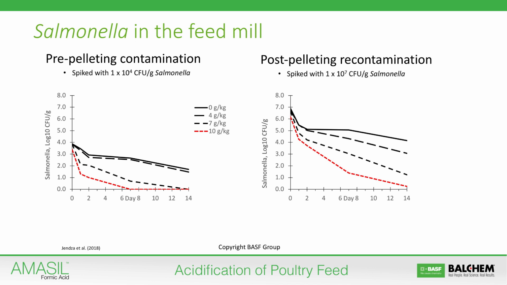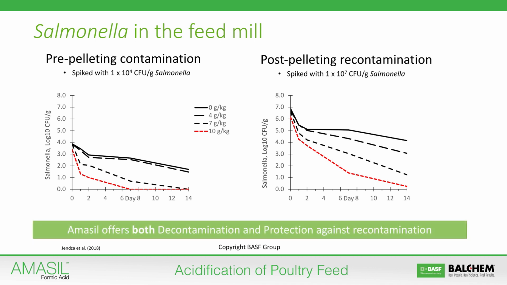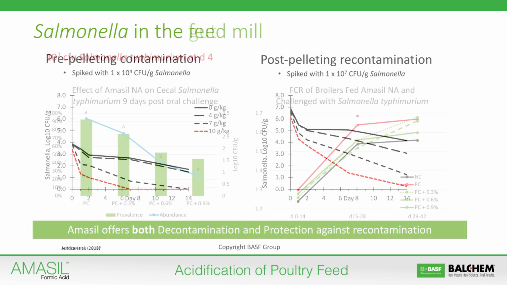We then pelleted this feed and completely decontaminated it due to thermal processing, even at temperatures as low as 65 degrees. And then we simulated a recontamination post-pelleting, which can happen anywhere through your supply chain. And what we saw is that the acid being resident in that feed protected against that recontamination and continued to apply pressure to the salmonella that we'd added as that feed aged post-pelleting. So we offer both decontamination and protection against recontamination.